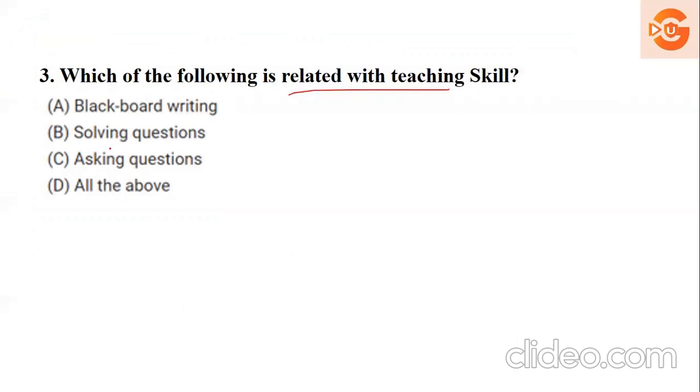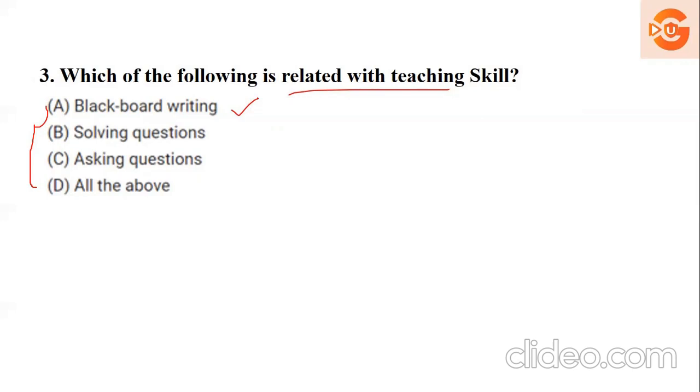Now definitely teaching skills have enhanced and developed as per the coming time, but let us focus on the question and try to find out which of the following of all given are related to teaching. So Blackboard writing, yes, very important. We know that a teacher has to be very perfect with her handwriting, with the sequence of writing, with the methodology of starting to write on a blackboard. So yes, Blackboard writing is one of the important skills.